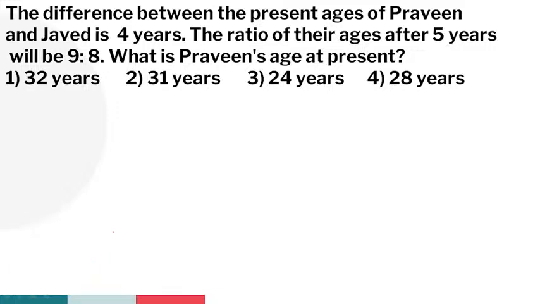The difference between the present ages of Praveen and Javed is 4 years. The ratio of their ages after 5 years will be 9 is to 8. What is Praveen's age at present? What is the answer, guys? Anyone? What is Praveen's age at present?